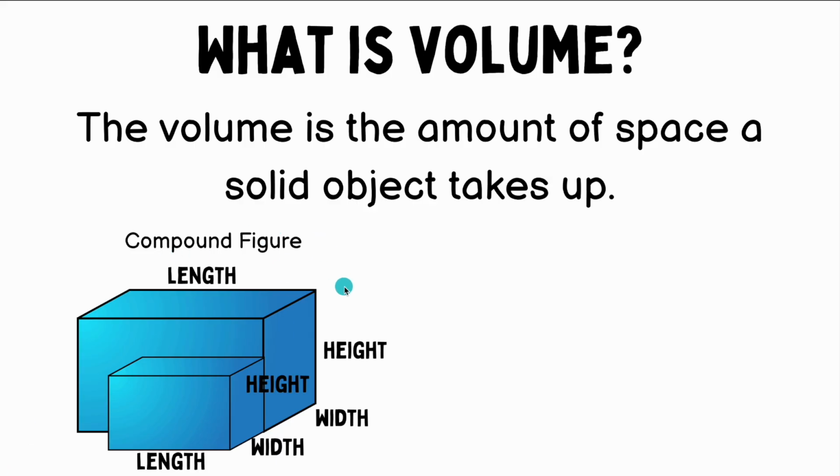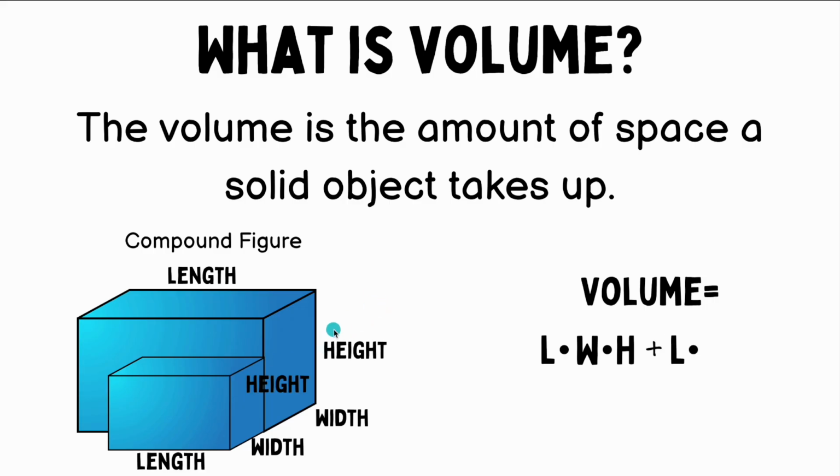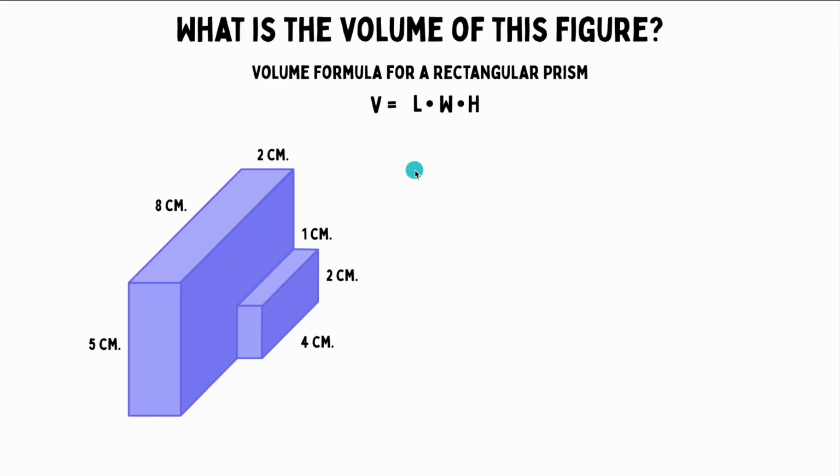Here we have a compound figure. We notice that it's two rectangular prisms together. We can find the volume by taking the length times the width times the height of the first rectangular prism plus the length times the width times the height of the other rectangular prism. Let's find the volume of this compound figure.